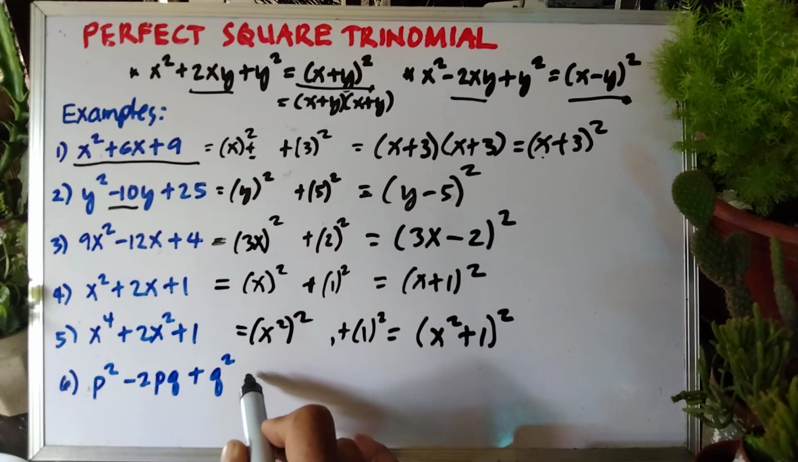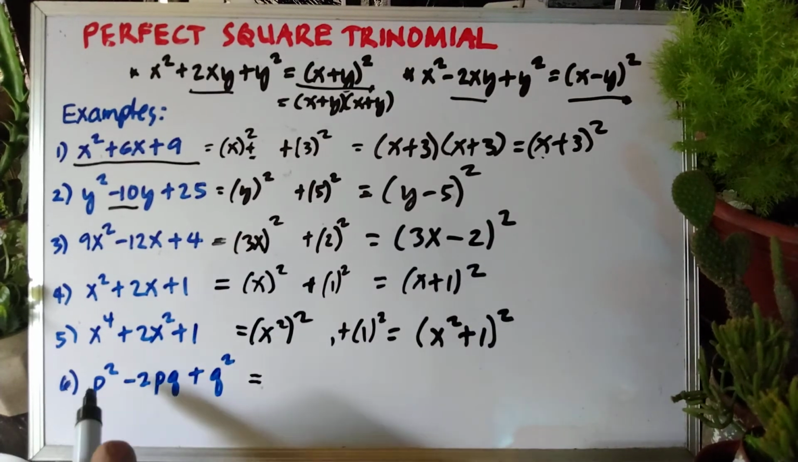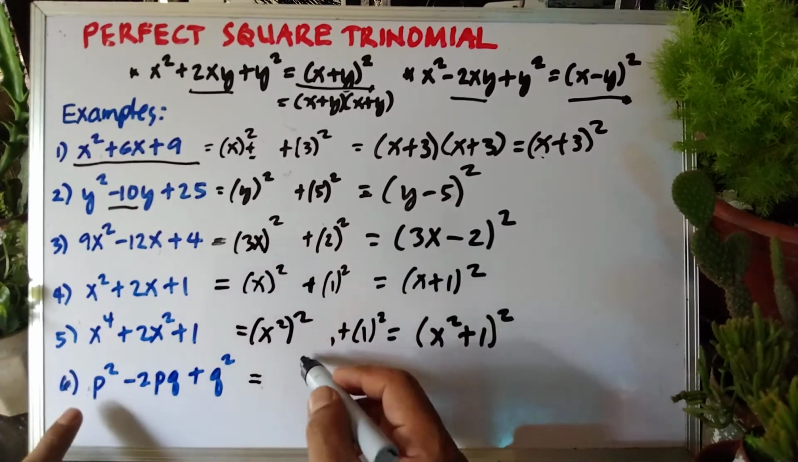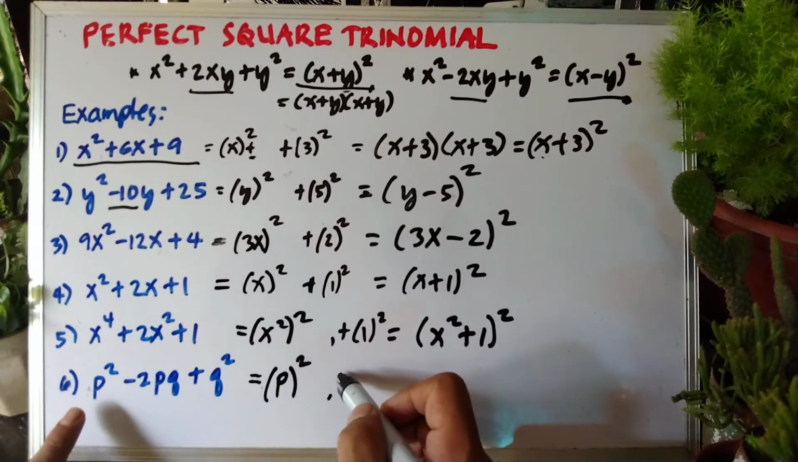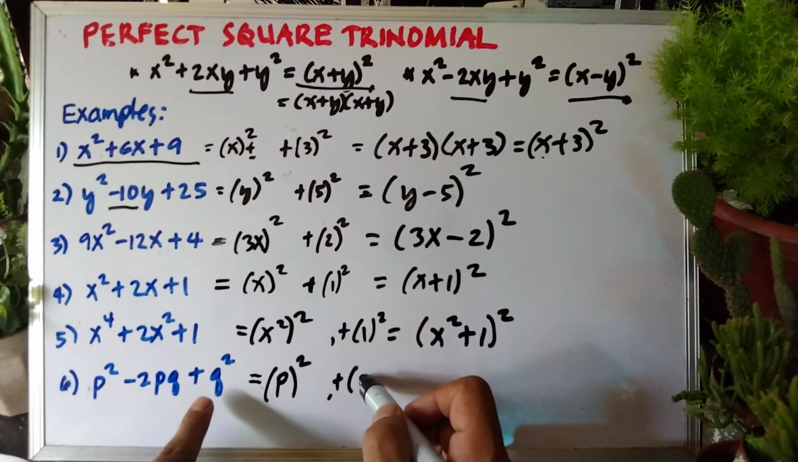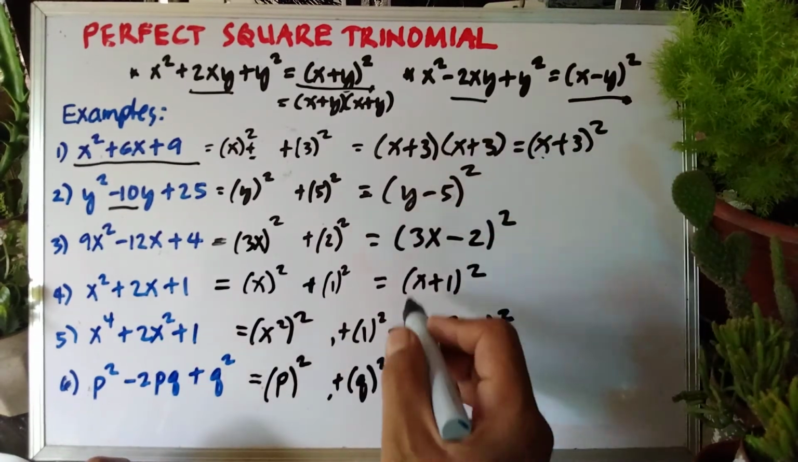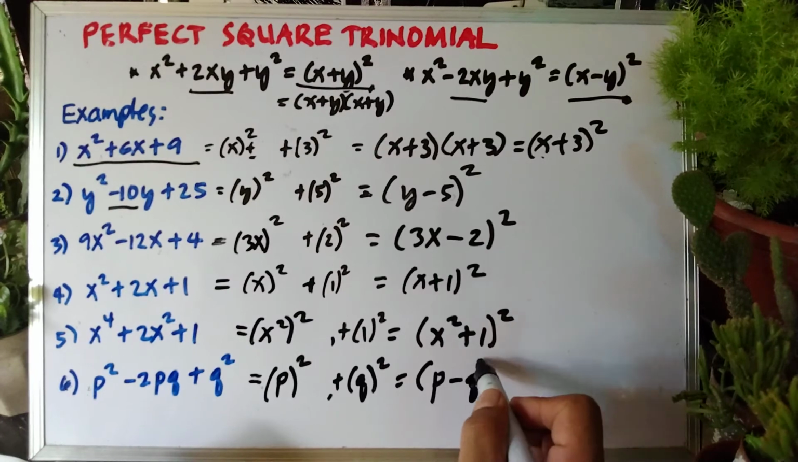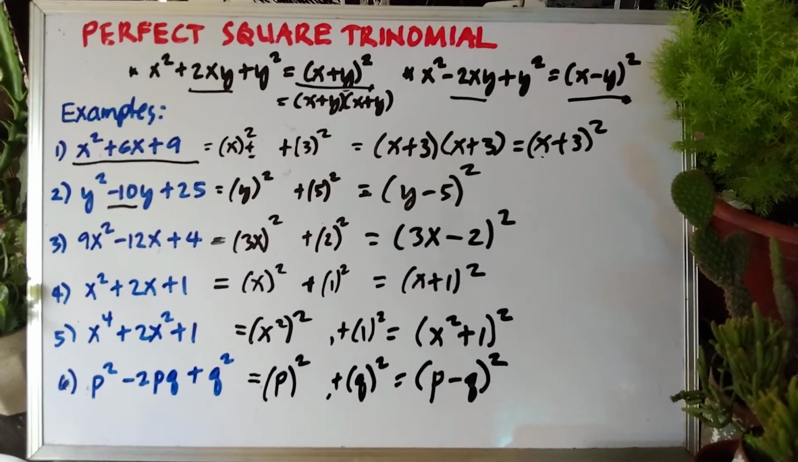Okay. Now, we have our last example, number 6. We have p squared minus 2pq plus q squared. Okay. So, madali lang eh. Get the square root of p squared, which is p. Then, the square root of q squared, which is q. Since minus ito dito, so we will use that formula. So, you have now p minus q squared. Okay?